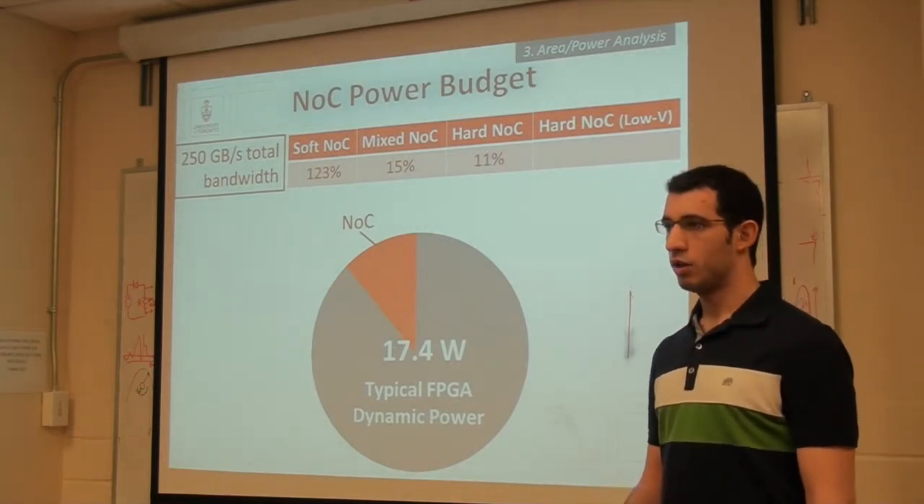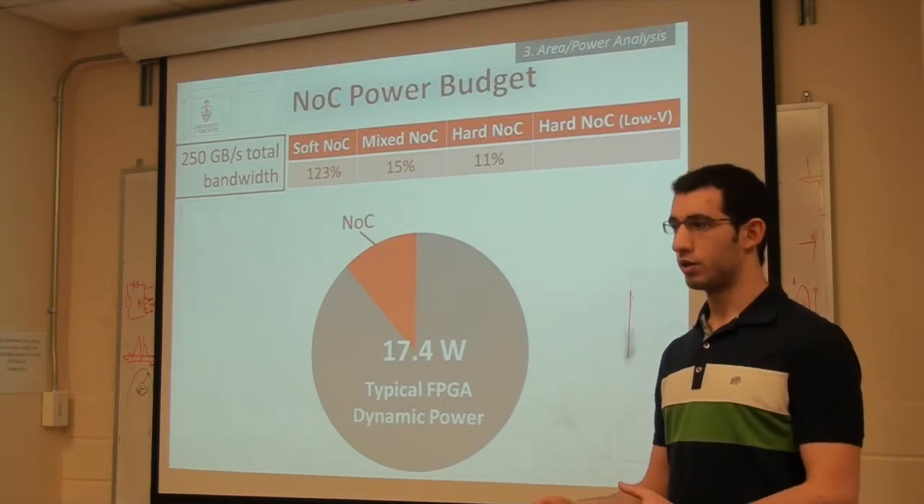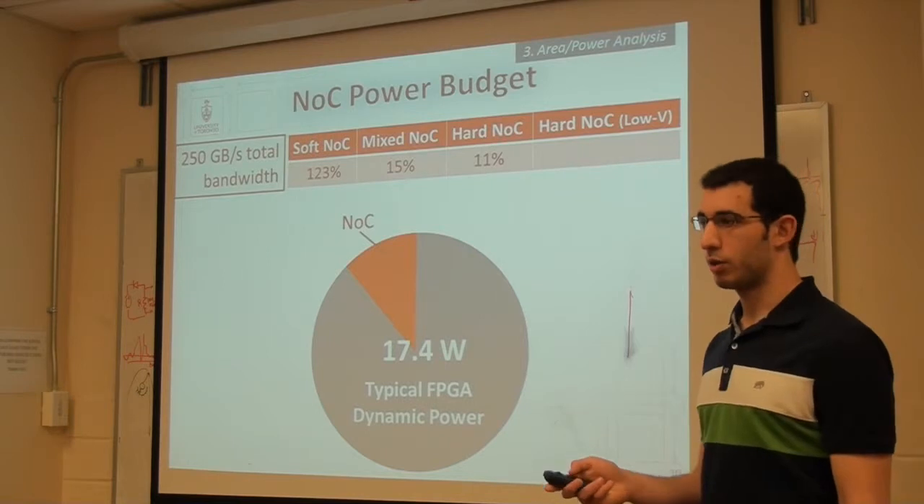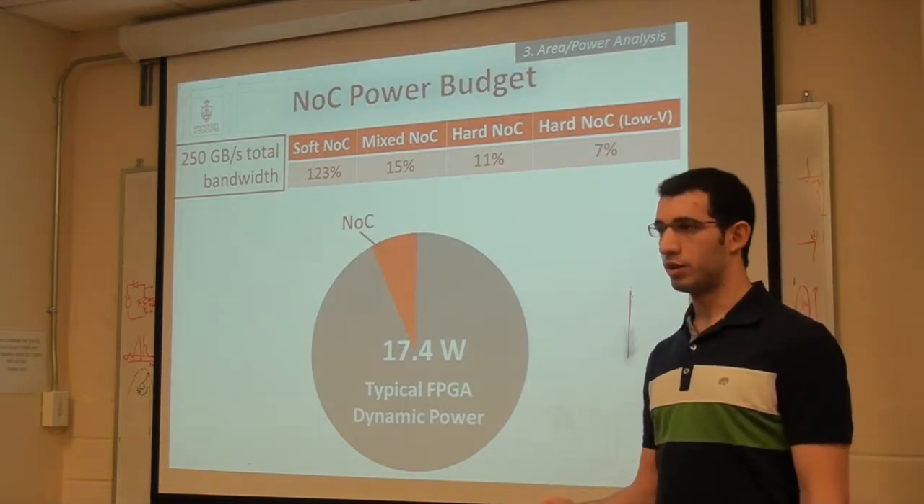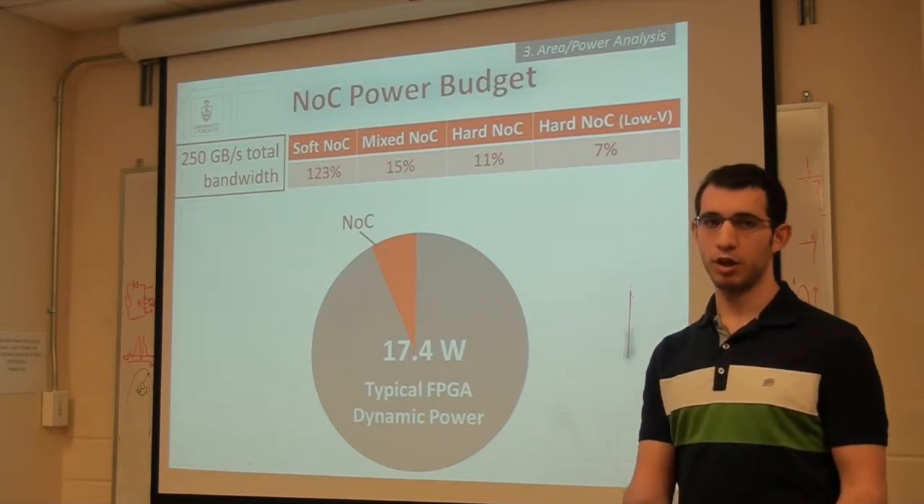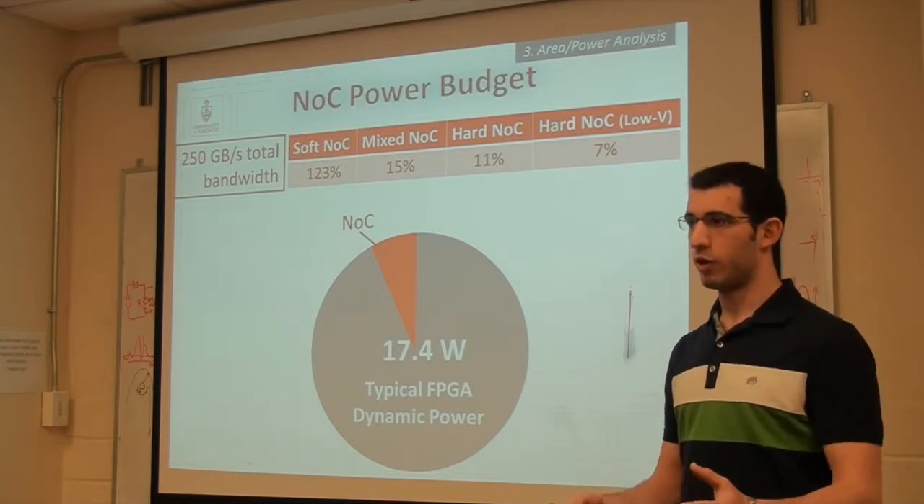For hard NOCs, we got 11% because we're saving a lot of power at the links as well. And when we did this low voltage optimization that I talked about, it was even lower, as you would expect, at 7% of the FPGA. So that's 7% for 250 gigabytes per second of bandwidth moving around the chip.